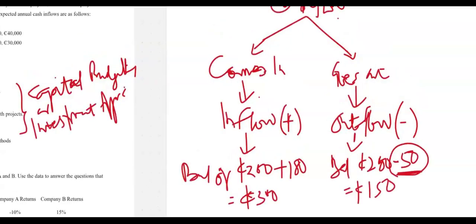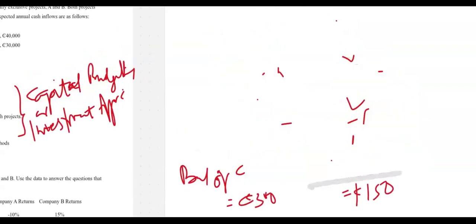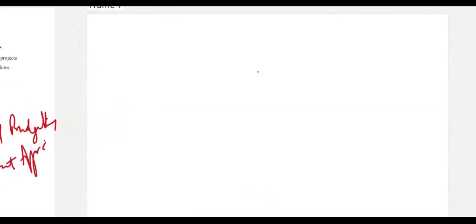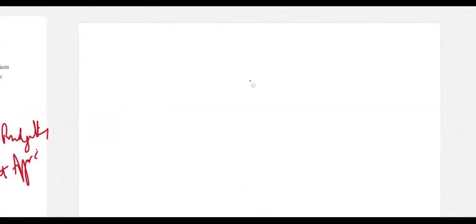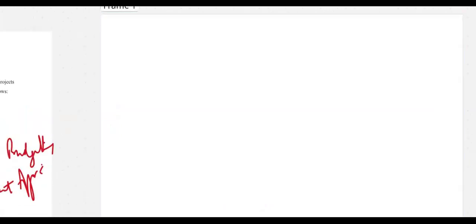Now, this out of the way, before we start with capital budgeting, we have what is called cash flow methods. I've explained what cash flows are. So we have cash flow methods.